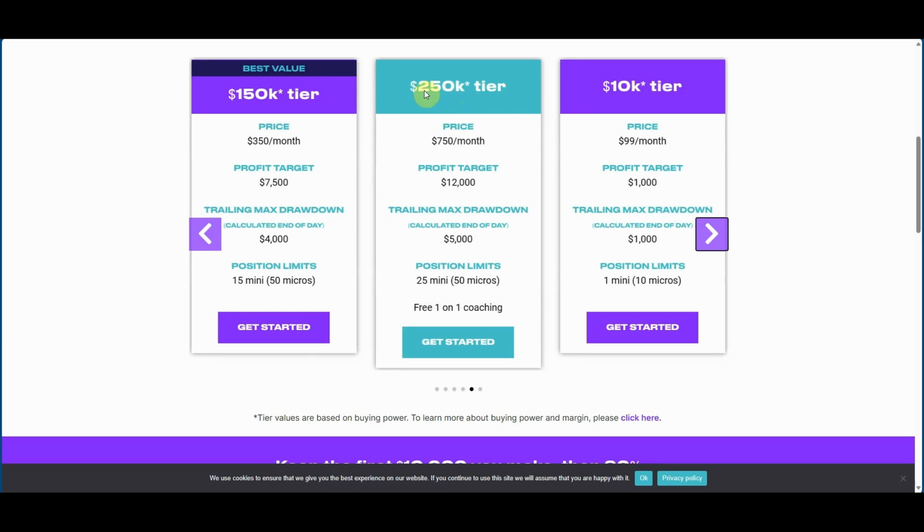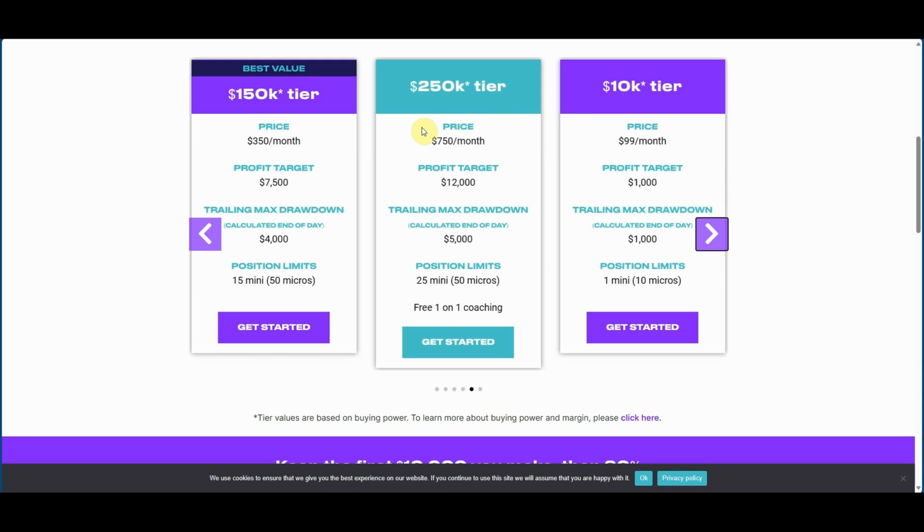So the 250K tier, it is expensive, so $750 USD a month. Remembering that if you do fail, or you breach one of the rules, you can pay $99, get a reset, and you still go for this 250k tier. So in my mind, the value of this fee here is reduced heavily by the concept of having free one-on-one coaching, which is highly valuable, but also the ability to reset for the same price as what a 10k tier trading account would be. Obviously a big jump.